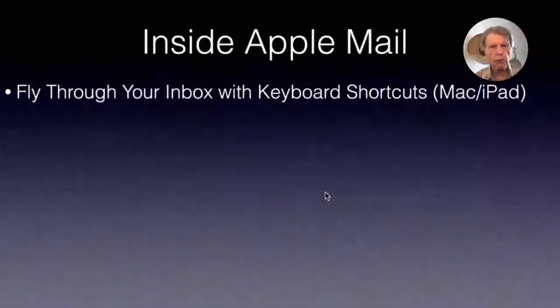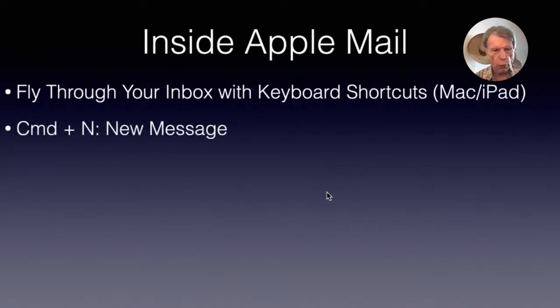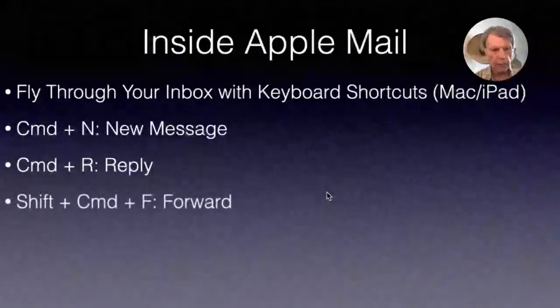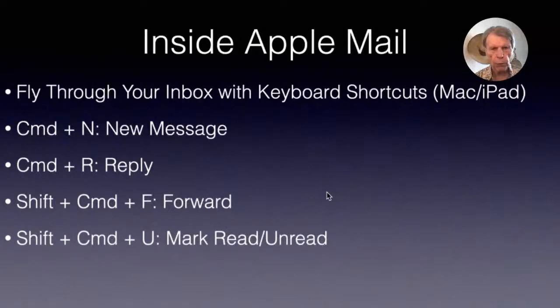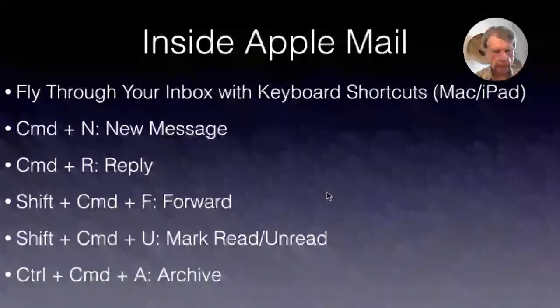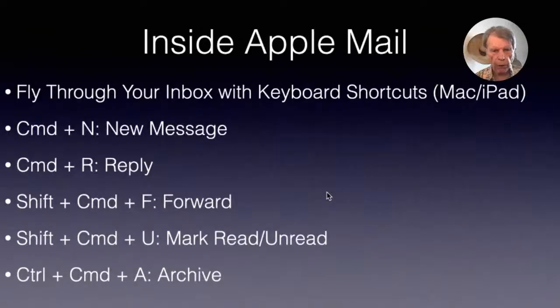So you can use keyboard shortcuts to process your mail. If you'd like to do a screenshot of this, get ready to do a screenshot as I show you the keyboard shortcuts, which is Command N for a new message, Command R for reply, Shift Command F for forward, Shift Command U for marked unread or read, and Shift Command A for archive.